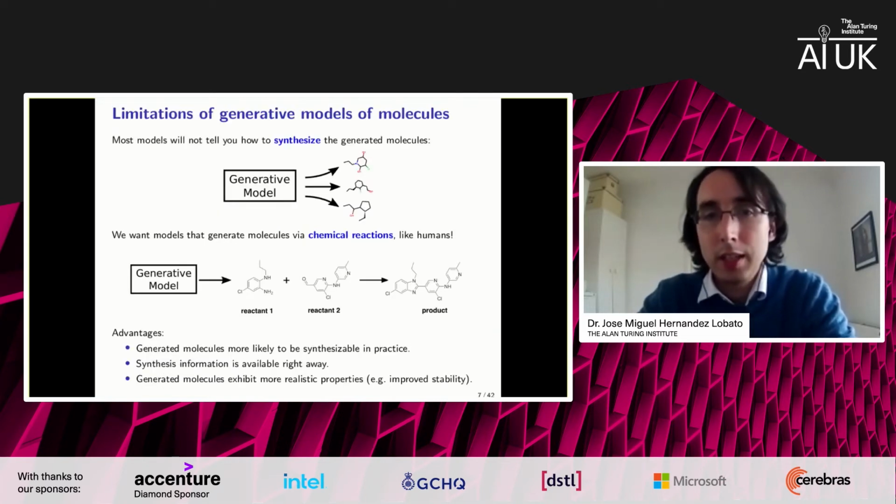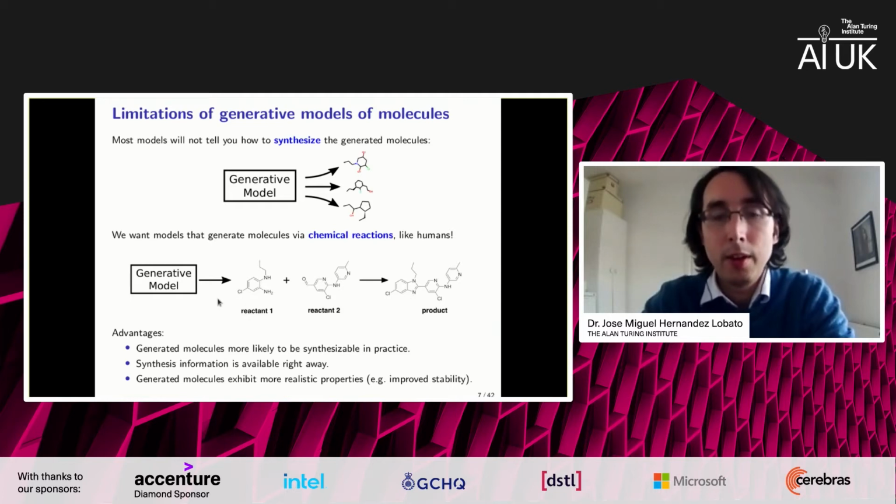So, as I mentioned, existing deep generative models of molecules only generate molecular graphs, as shown in this figure. But in practice, we want to be able to synthesize the generated molecules. So a more reasonable way to generate molecules could be to do it in a way similar to how humans obtain molecules in practice, by synthesizing new molecules from existing ones. Ideally, we would like a generative model that will, for example, generate some input reactants that are used to obtain a final product that represents the final molecule generated by the model.